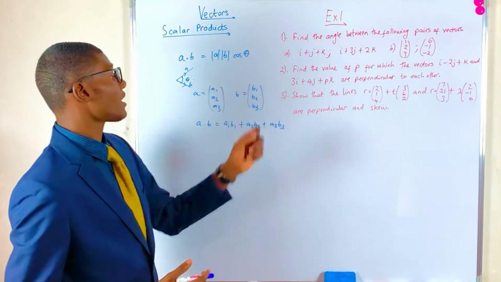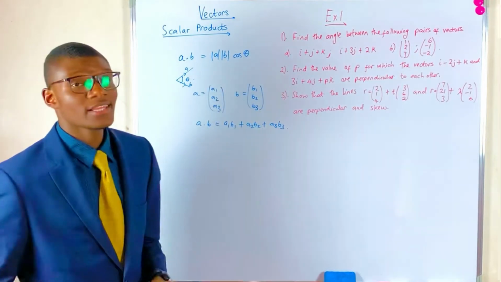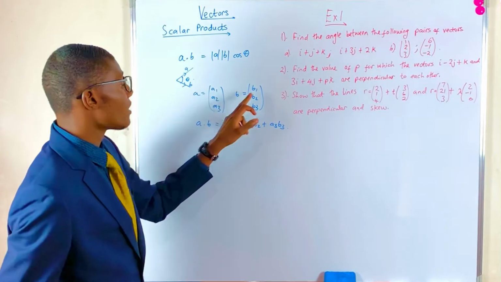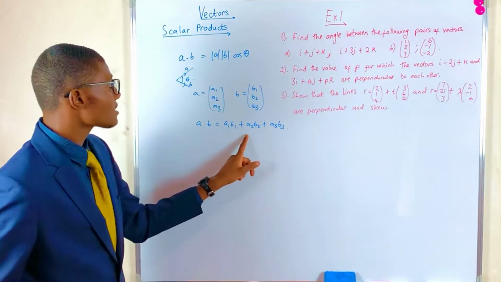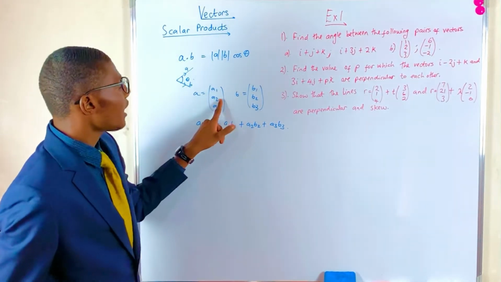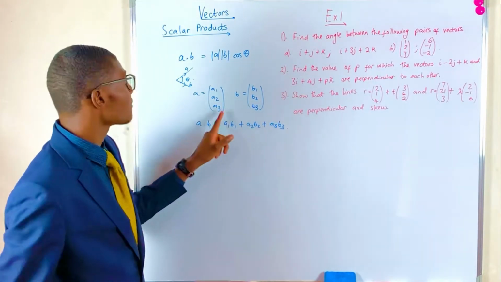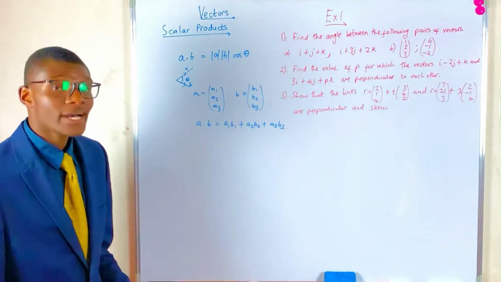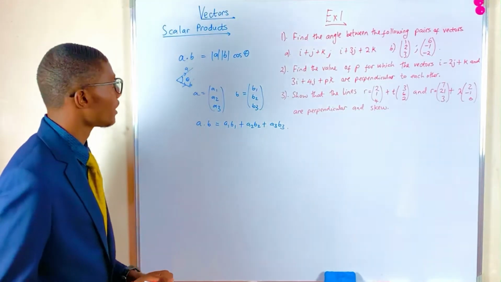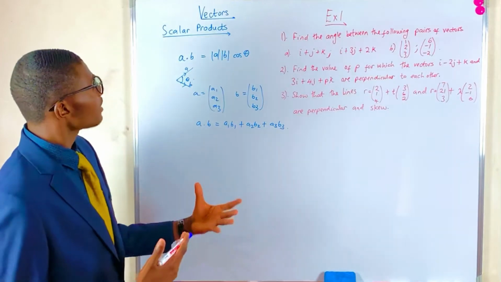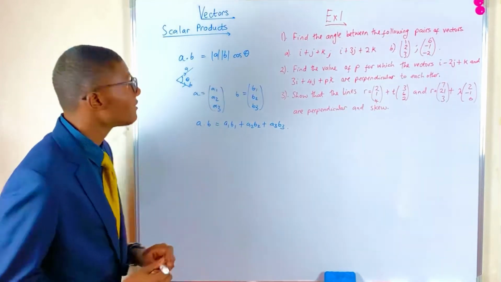We're just multiplying the corresponding values in the corresponding directions. So in the x direction we've got A1 times B1, then plus in the y direction we've got A2 times B2, then plus in the z direction we've got A3 times B3. So now that we've come up with this formula, we can now derive a formula for calculating theta.